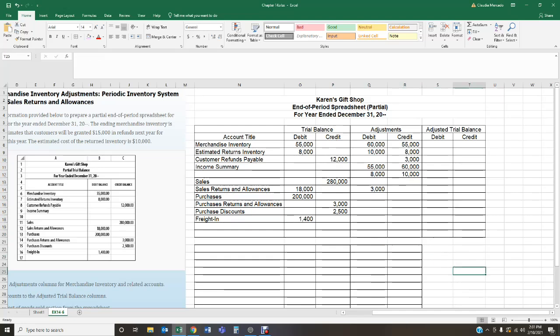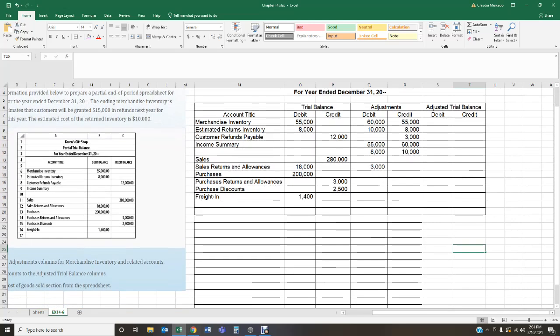So let me delete that. My debits did equal my credits. That way we don't get confused with those numbers. Okay, so now these are my adjustments. Now I have to rebalance or recalculate and fill out my adjusted trial balance. Okay, so what are we going to do?